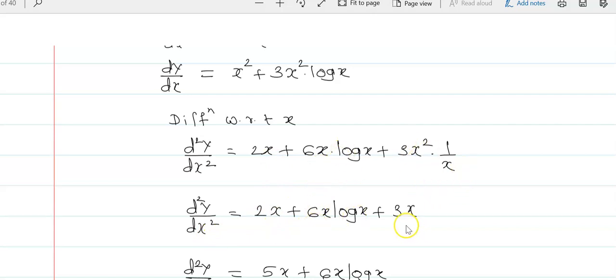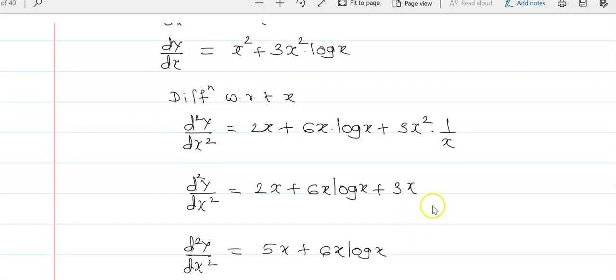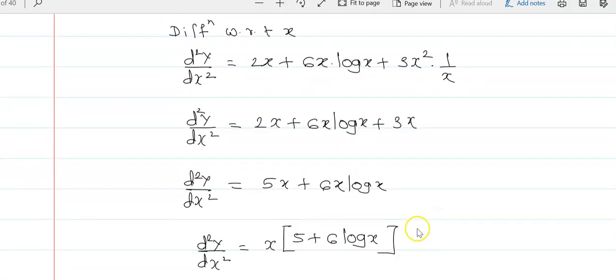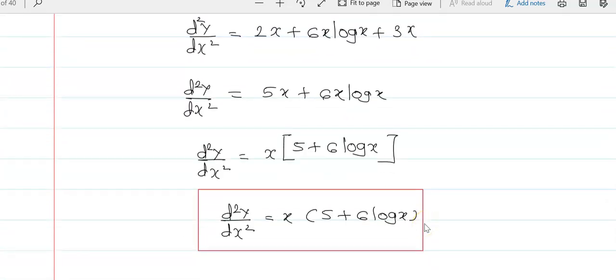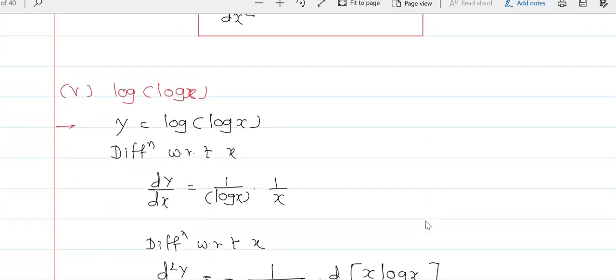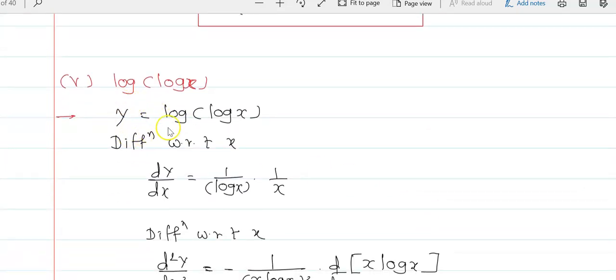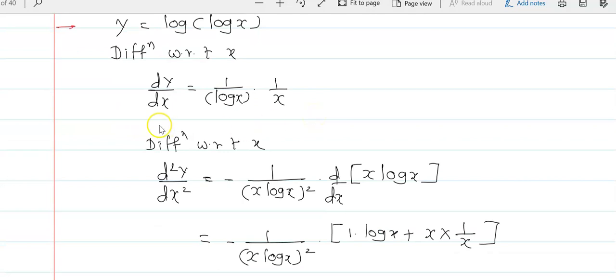These x's get cancelled and you are getting 3x. 3 plus 2, 5. And these were the previous examples. And now we have just seen this: y is equal to log of x. Differentiate this with respect to x.